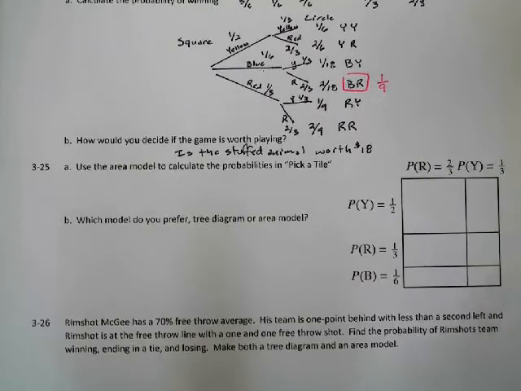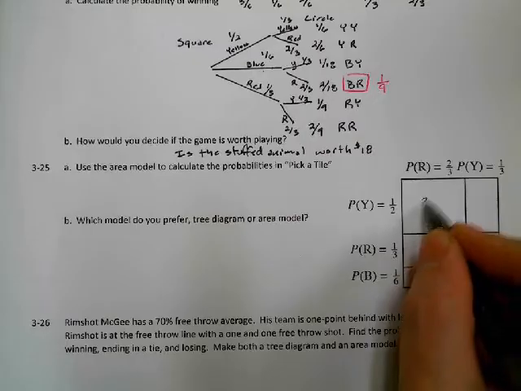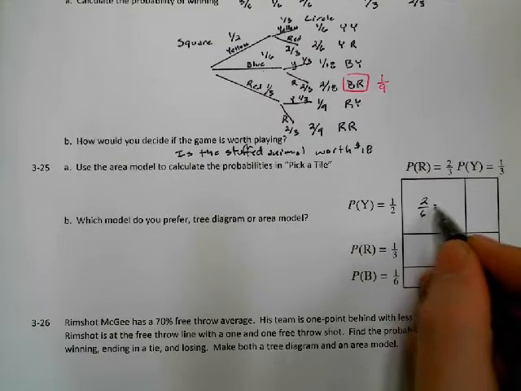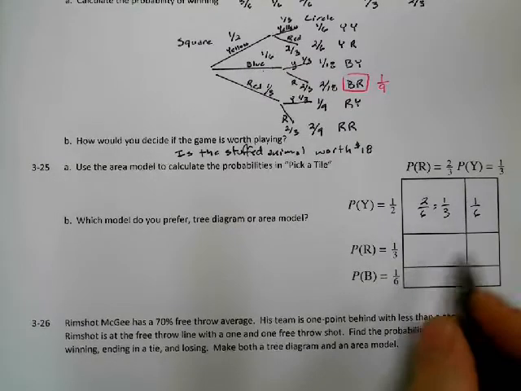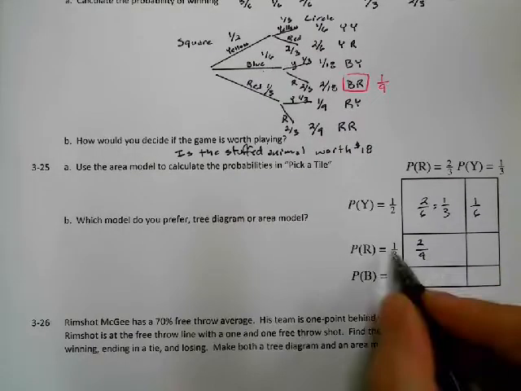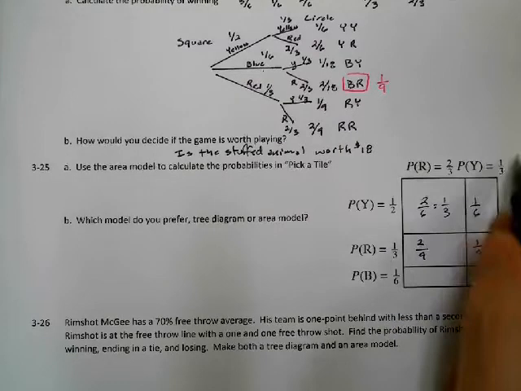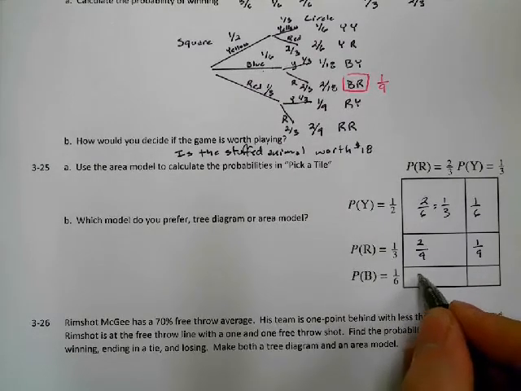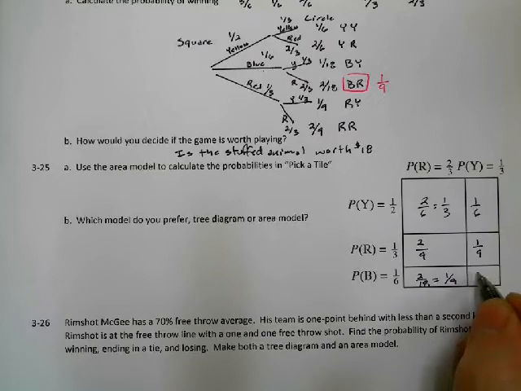So same probabilities we had before, 1/2 times 2/3. So this would be 2/6, or 1/3. 1/2 times 1/3, 1/6. 1/3 times 2/3, 2/9. 1/3 times 1/3, 1/9. Probability of blue, 1/6 times 2/3 is 2/18, which is 1/9. And 1/6 times 1/3 is 1/18. All right, there's all of our different probabilities.